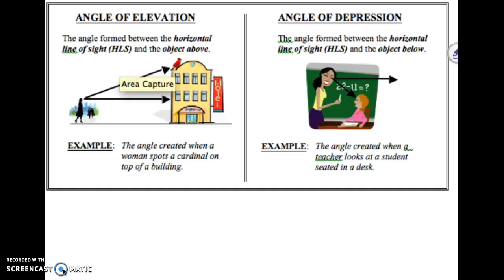of depression. The angle of elevation is the angle formed between the horizontal line of sight, abbreviated HLS, and the object above. So for elevation, we're looking above. Think elevators, how elevators take you from the bottom floor to the top floor. An example is the angle created when a woman spots a cardinal on top of a building. The dotted line I'm creating now is the horizontal line of sight, abbreviated HLS. The angle she makes to the top of the building is the angle of elevation.